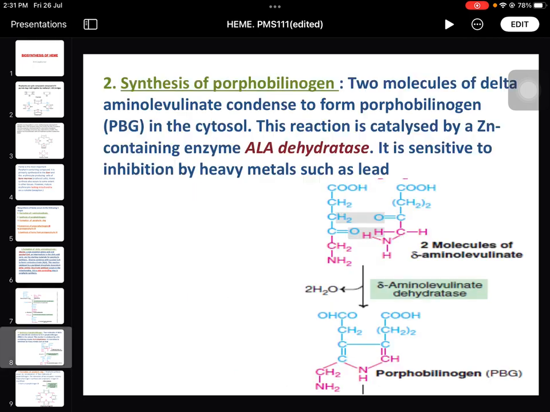The second step, that is synthesis of porphobilinogen, occurs when 2 molecules of delta aminolevulinate condense to form porphobilinogen in the cytosol or cytoplasm. This reaction is also catalyzed by a zinc-containing metalloenzyme, delta aminolevulinate dehydratase. It is sensitive to inhibition by heavy metals such as lead.